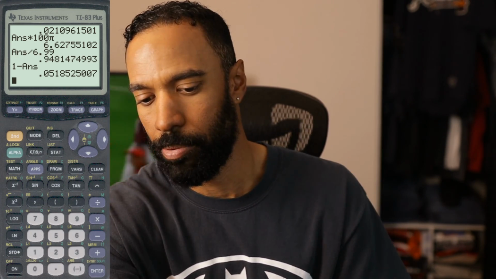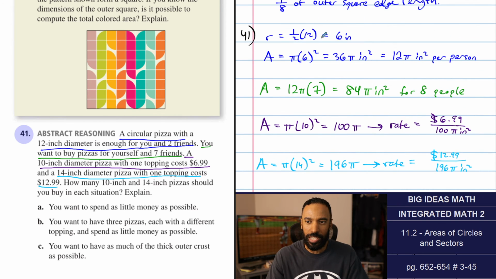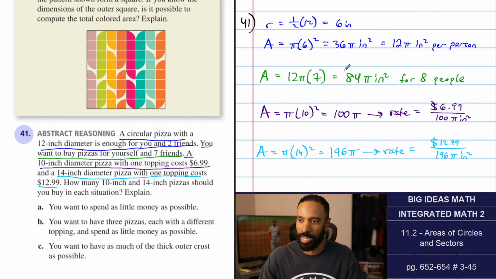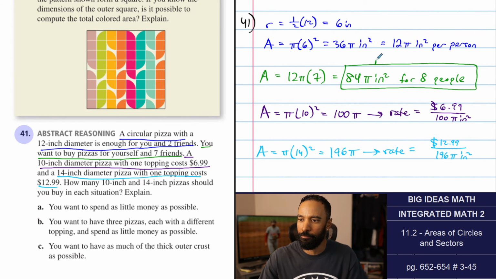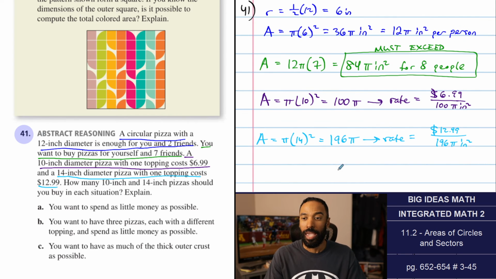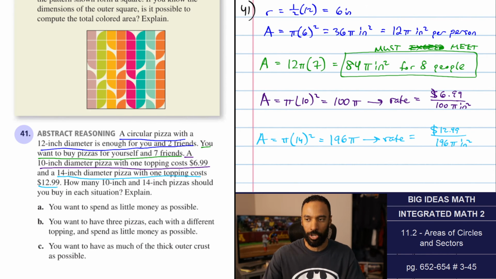This is an interesting problem as far as even the next parts. How many 10 and 14-inch pizzas should we buy in each situation? I feel like we need to exceed 84 pi. Where was that information? Right here. Must exceed, I think. I feel like that's a part of this. Okay. You want to spend as little money as possible. Must exceed, but you want to get close. Must meet. How about that? You want to get as close to this as possible without going under.